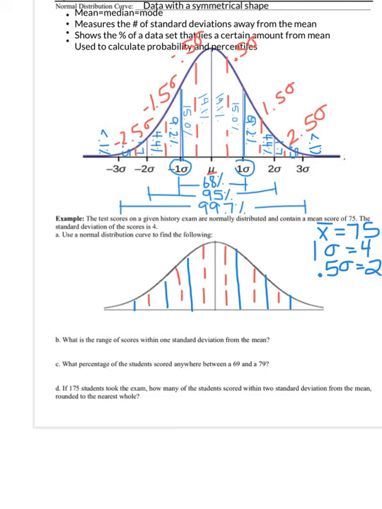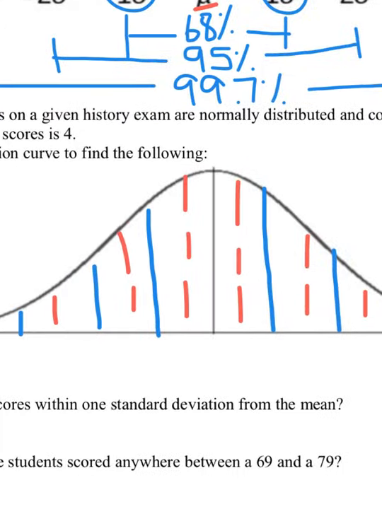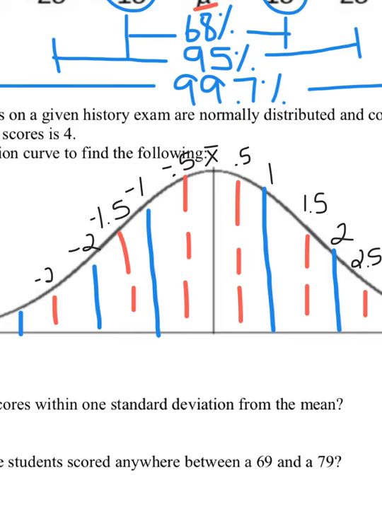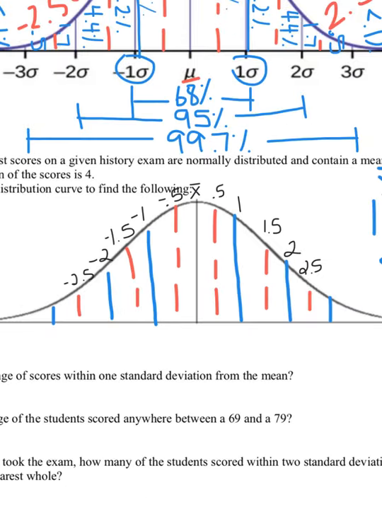So, on the top of this, what I want you to write, this is how I want you to do it, guys. It honestly organizes it the best. This is the mean. This is positive 0.5. This is minus 0.5. Standard deviations. This is positive 1, negative 1. Positive 1.5, negative 1.5. Positive 2, negative 2. Positive 2.5, negative 2.5. And then 3 and negative 3.